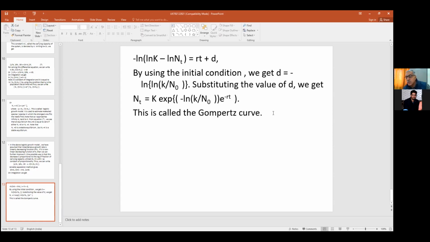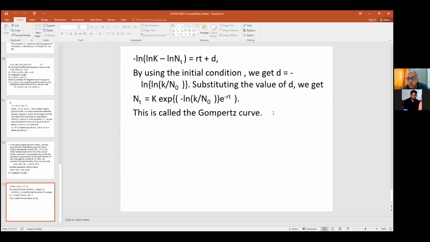Those students who are studying or who have studied a bit of economics somewhere know what the growth curves are. There are different growth curves: the exponential growth curve, which I introduced, then linear growth, and this Gompertz growth curve. They might have studied them. Now, the question is how to find out K and R, because they are not known to me.